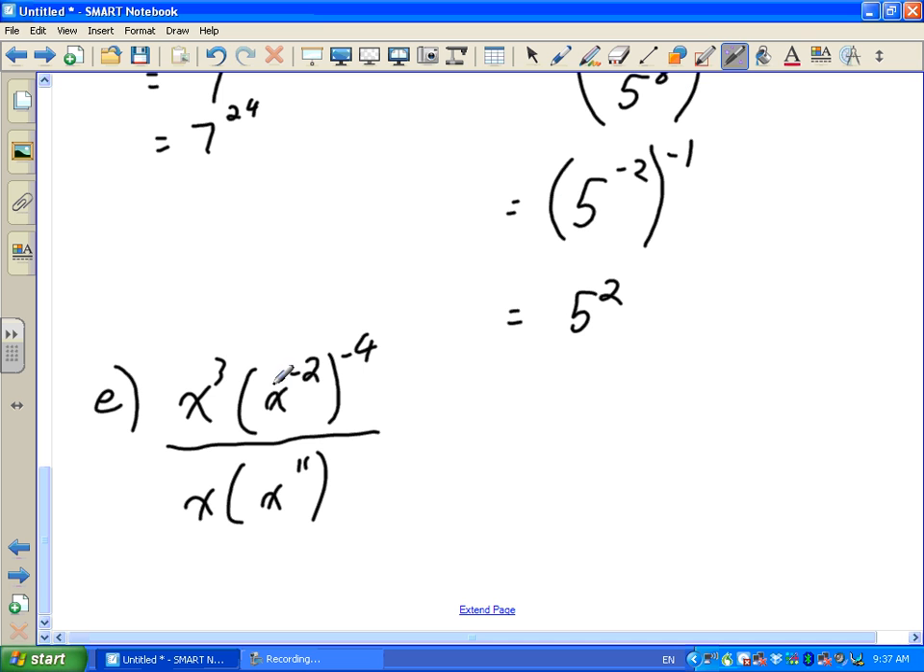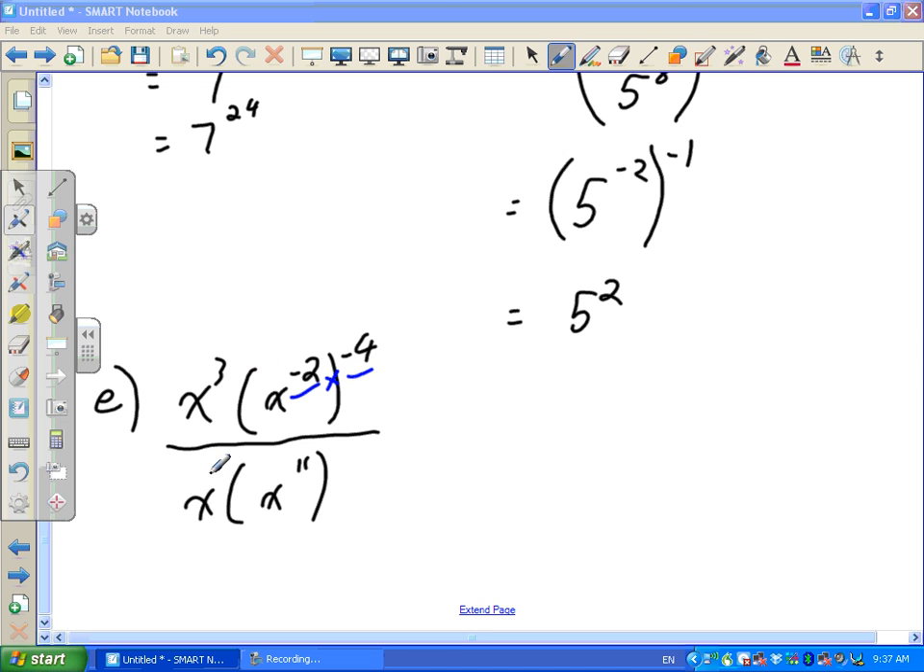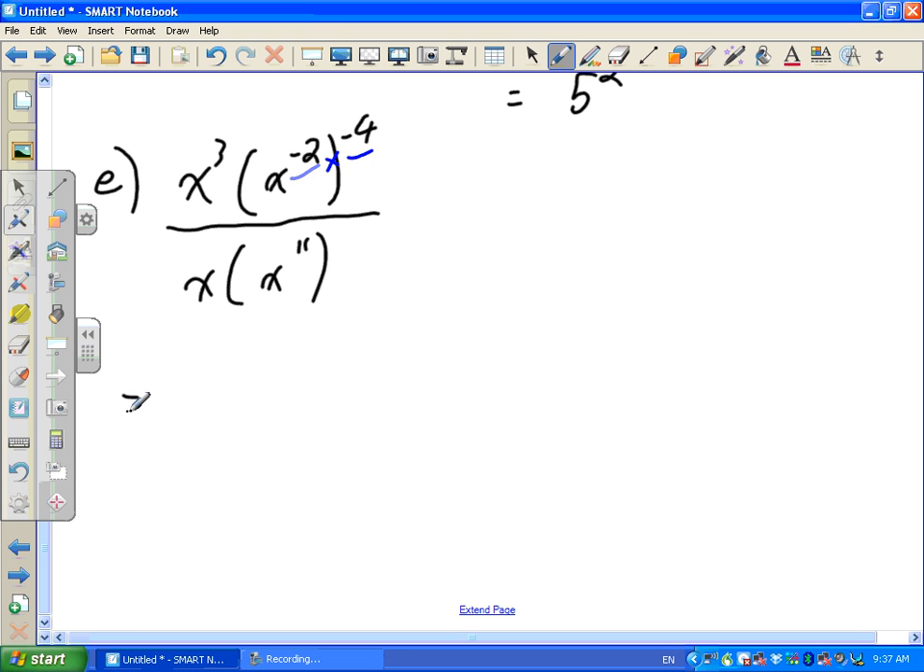This one gets confusing. Remember, according to BEDMAS, we do brackets first. All of our brackets are simplified in here. So next step is exponents. So I actually have to multiply these two first before I add the exponents. Okay? Remember, exponents are first, then multiplication. So if I multiply negative 2 times negative 4, I'm going to get positive 8. So I get x to the power of 3 times x to the power of 8.